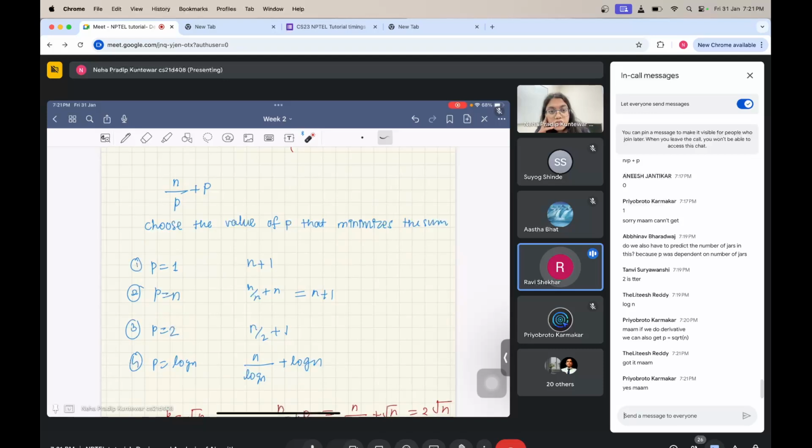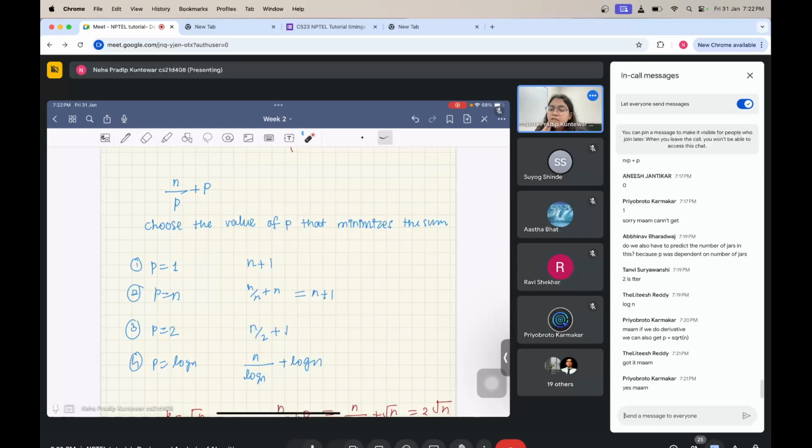Ma'am, mathematically I find it good, but I'm still not convinced that in the worst case it should take anything less than n. Even though we are partitioning, I'm still not sure why we are getting this value.